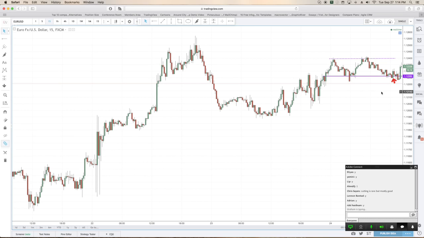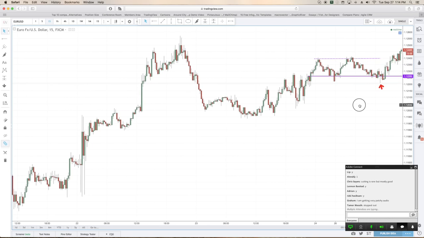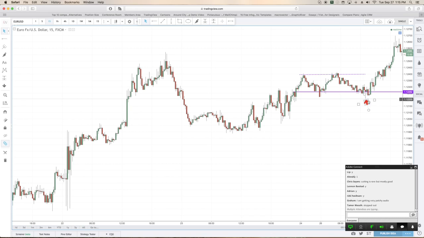What happens to that buy? The buy gets cut, right? You get stopped out. All right, then the market proceeds to go long and long and long. The whole thing has left now.